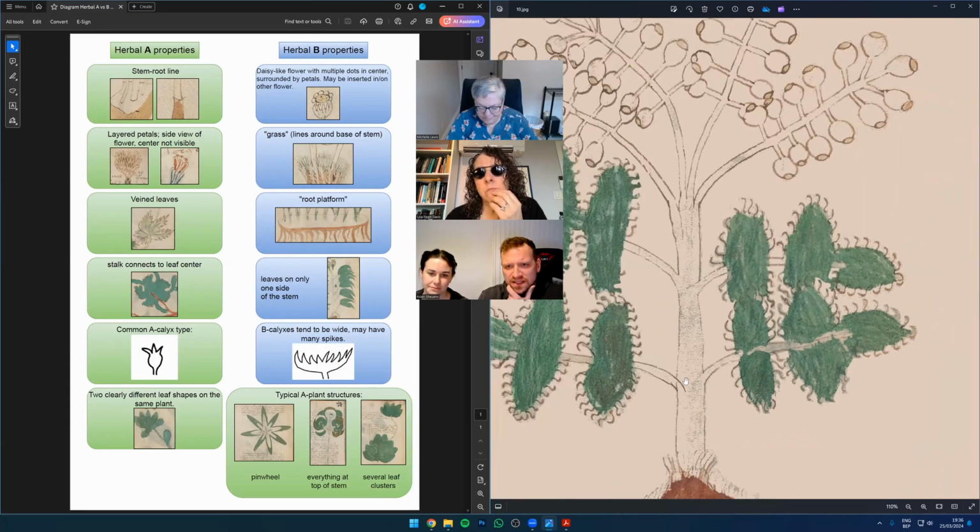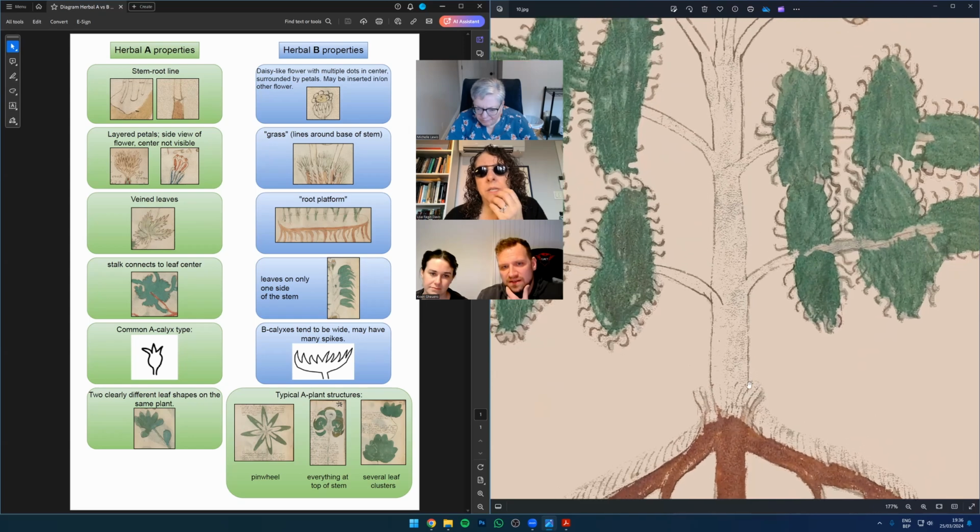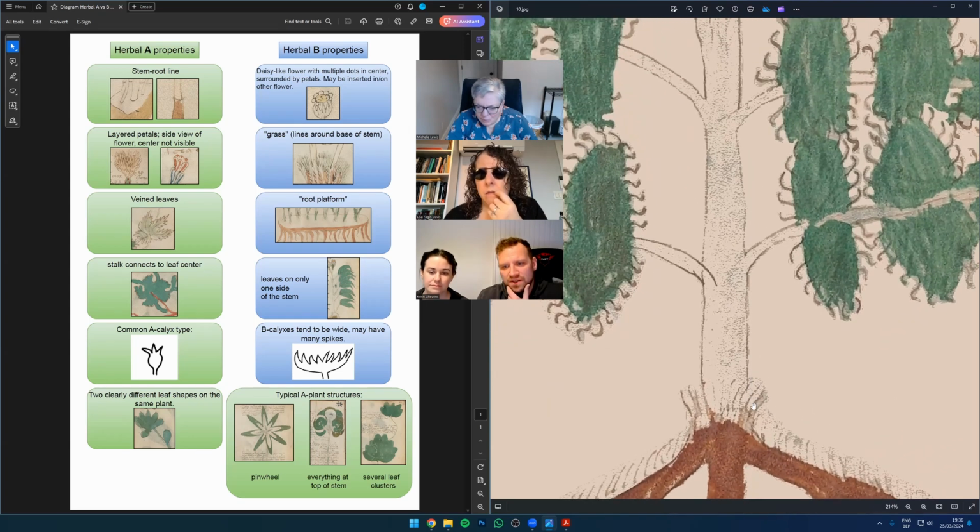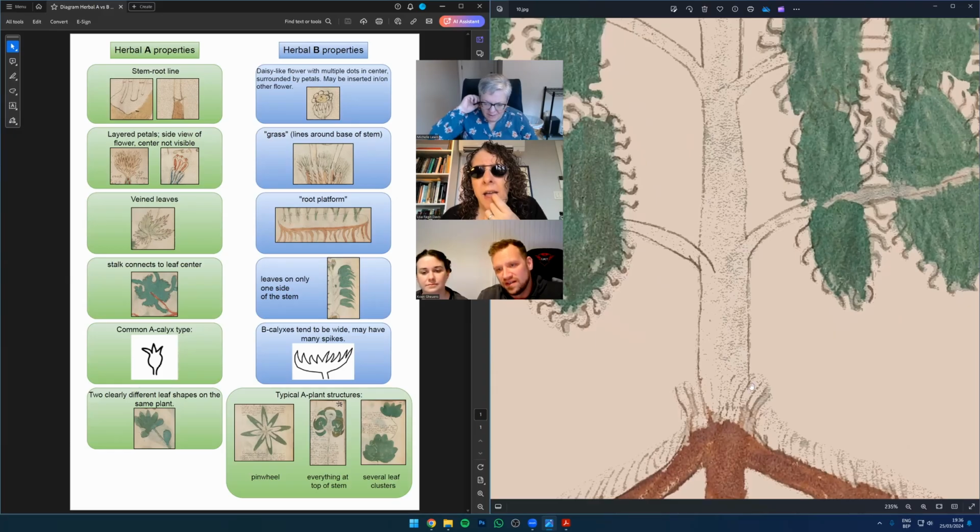And also, there's not really line work drawing the leaves. It's just squiggles. What tells us that it's B? I would say, is it A? No, it's B. Okay. There's grass. Oh, the grass there. Yeah.